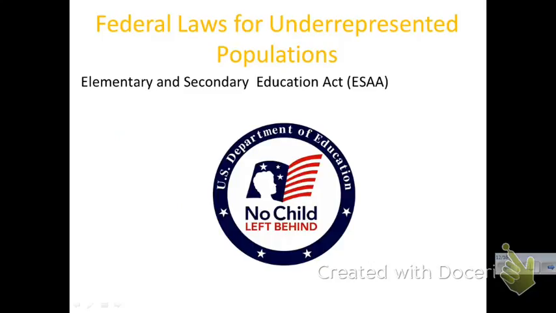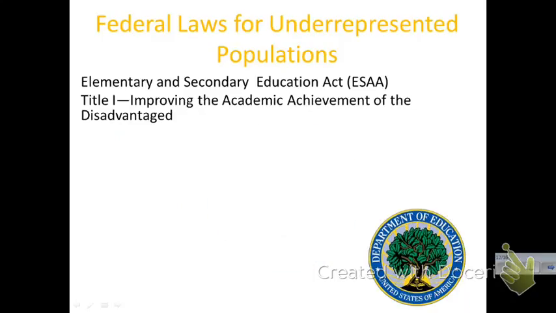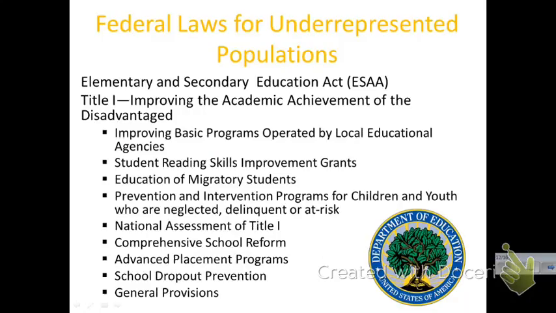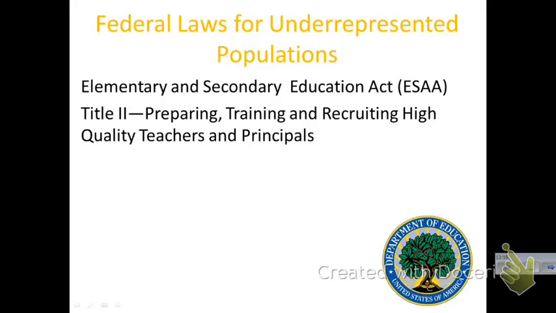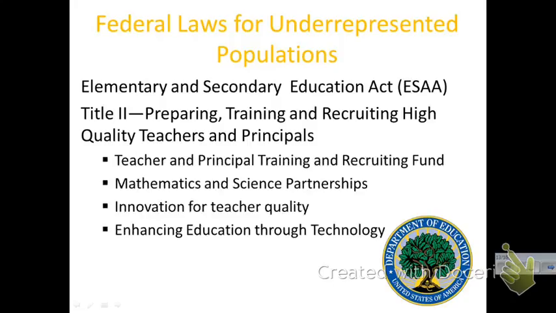Federal laws for underrepresented populations. The Elementary and Secondary Education Act was created. It used to be known as the No Child Left Behind. Title I focuses on improving the academic achievement of the disadvantaged. And these are all of the things that are under Title I. Under Title II, we have preparing, training, and recruiting high-quality teachers and principals. And those are the specifics that are listed under Title II.